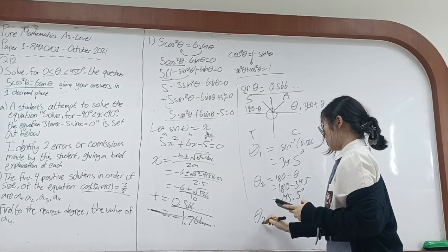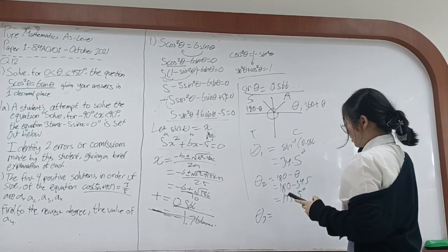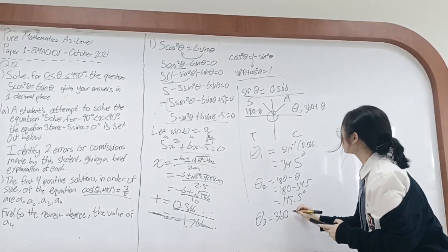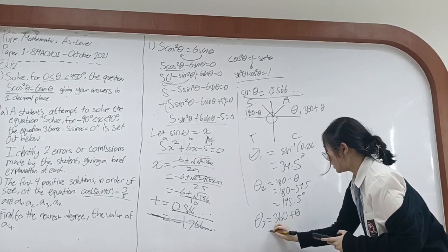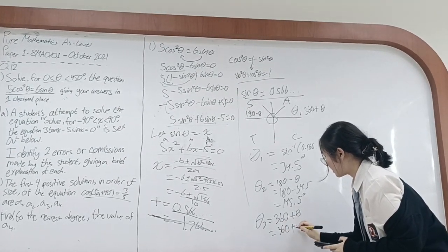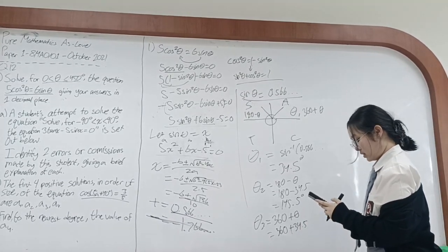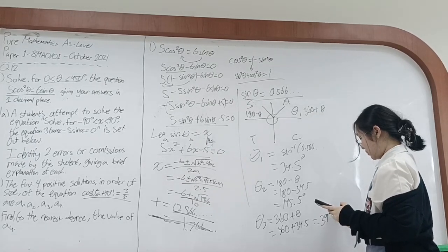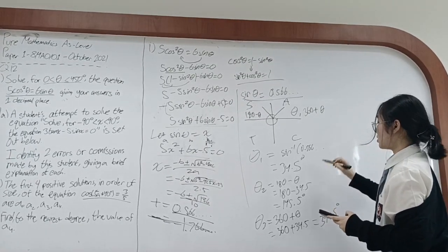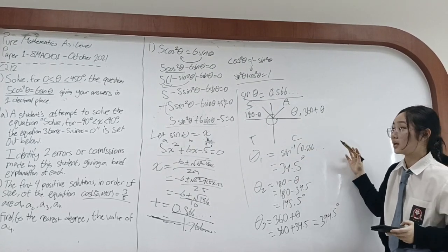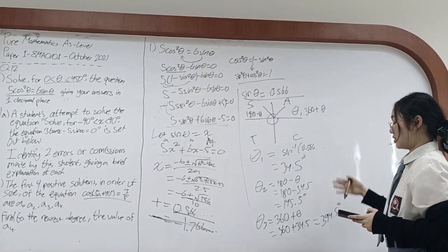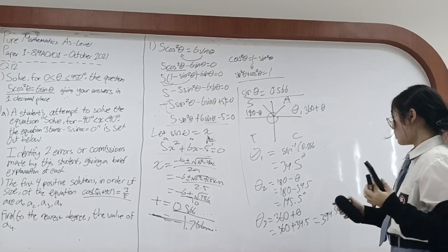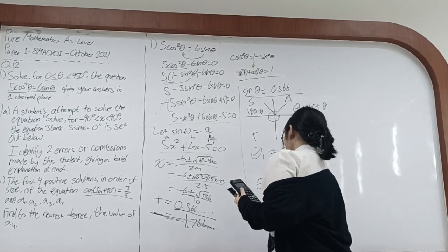And let's find the final one, the last one for the first part. So it will be 360 plus theta, which equals 360 plus 34.5. If we put that in the calculator, it will come out as 394.5 degrees. So here are all the answers for part 1. And now that we're done with this, let's erase this so we can continue with part 2A.